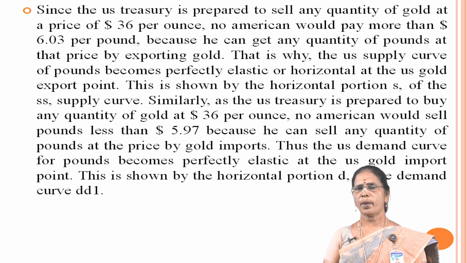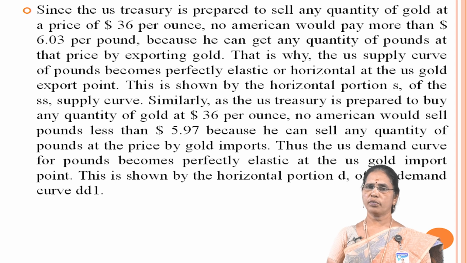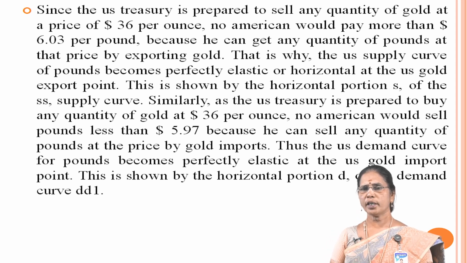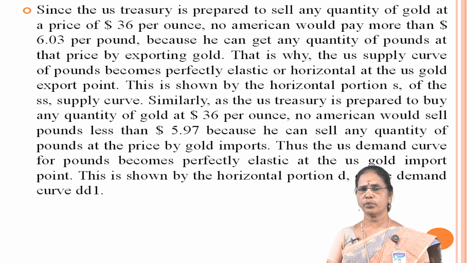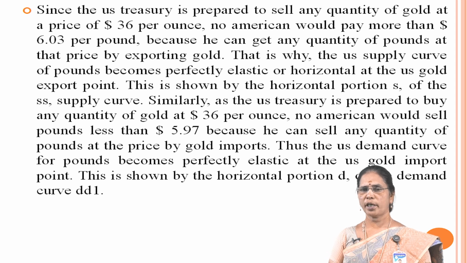Similarly, as the US Treasury is prepared to buy any quantity of gold at $36 per ounce, no American would sell pounds for less than $5.97 because he can sell any quantity of pounds at that price by gold imports. Thus, the US demand curve for pounds becomes perfectly elastic at the US gold import point. This is given in the figure.